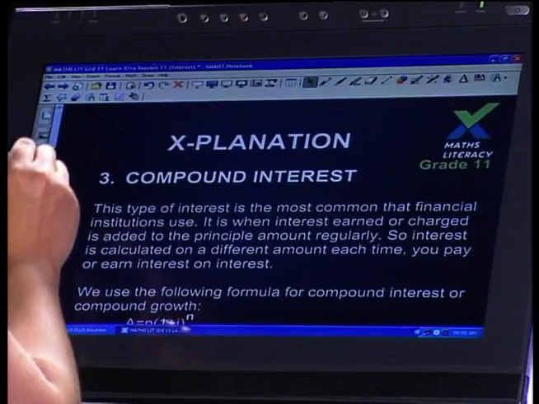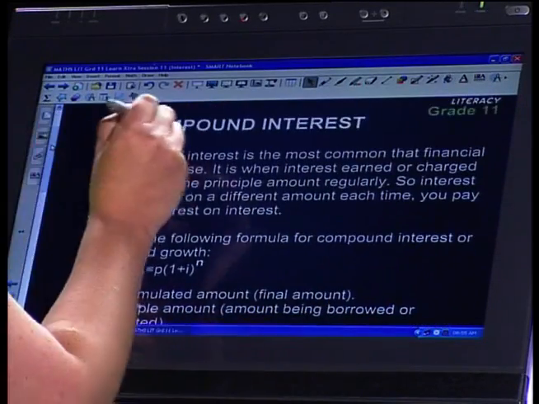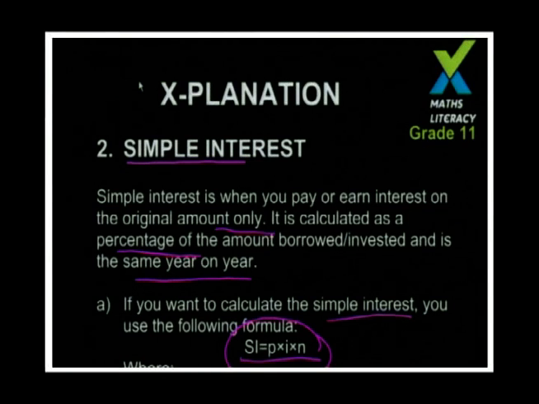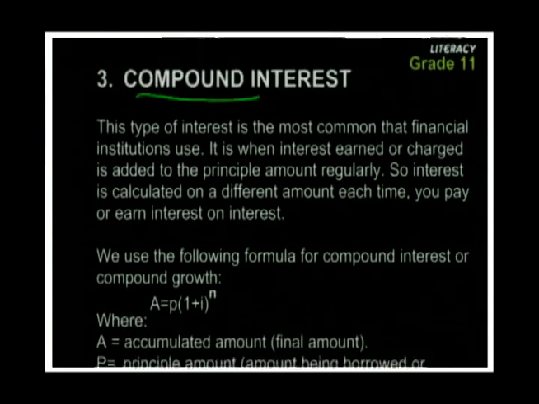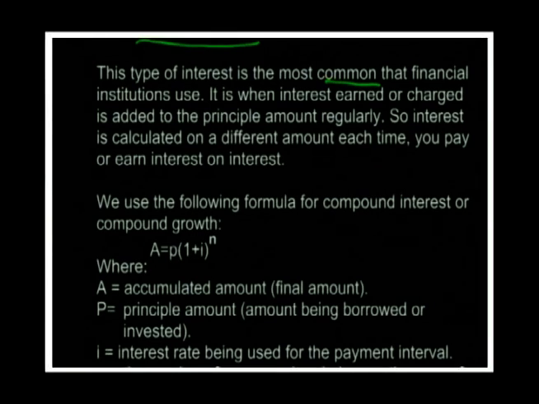Right, let's move on to compound interest. Now, compound interest is a little bit more complicated. The reason is, first of all, this is the most common type of interest that you earn. Financial institutions, your banks, and people that you borrow money from use compound interest. It basically means that the interest earned or charged is added to the principal amount, and then interest is earned or charged on interest.